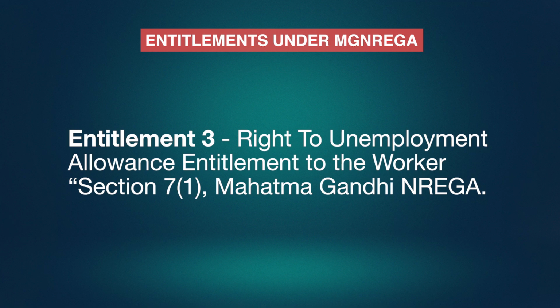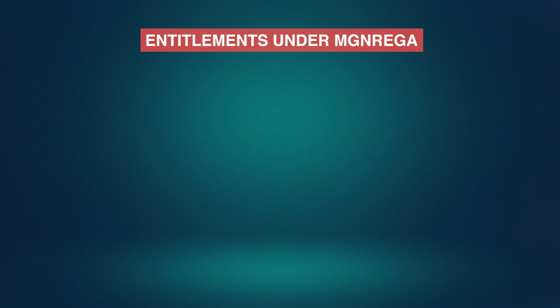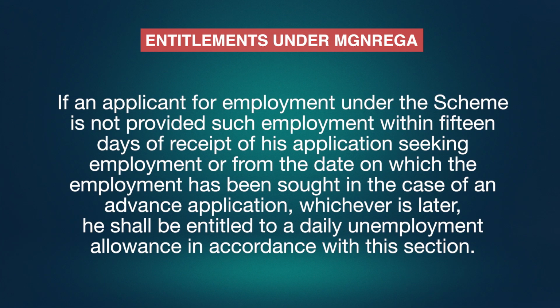Entitlement 3. Right to unemployment allowance. This scheme provides that if an applicant for employment under the scheme is not provided employment within 15 days of receipt of his application seeking employment, or from the date from which the employment has been sought in the case of an advance application, he shall be entitled to a daily unemployment allowance till he receives the employment.